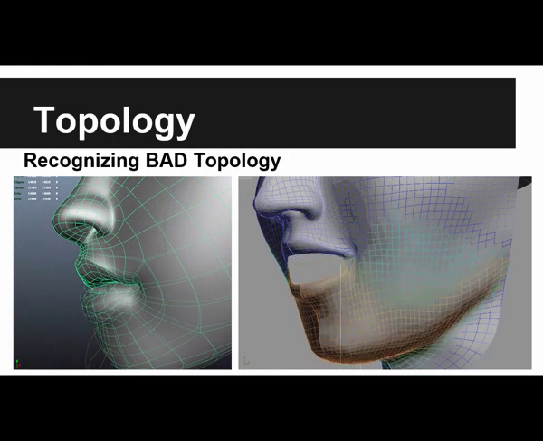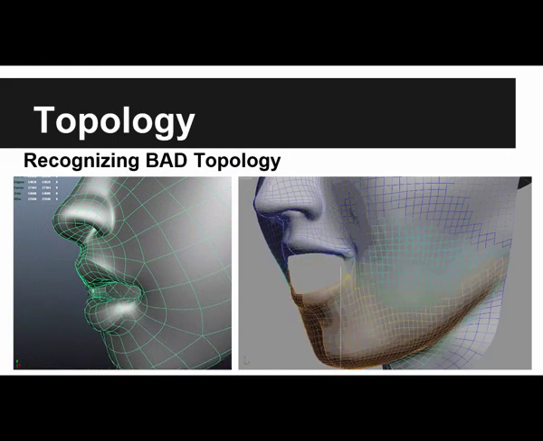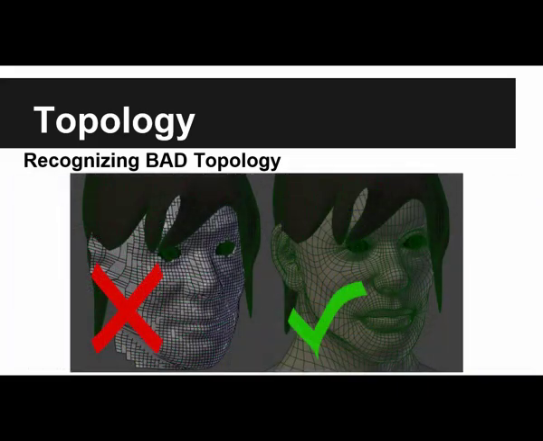Recognizing bad topology. So on the left we have very bad, and on the right we have good. As you can see on the right, it's made up of all quads. On the left we have N-gons. We have all sorts of oddly spaced topology, and it's extra super dense. There's entirely too many polygons.